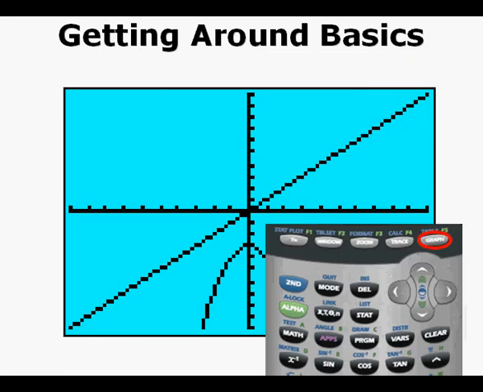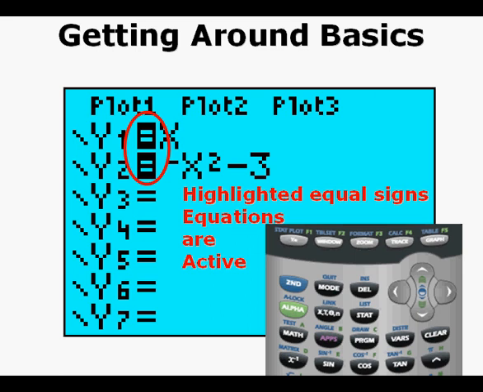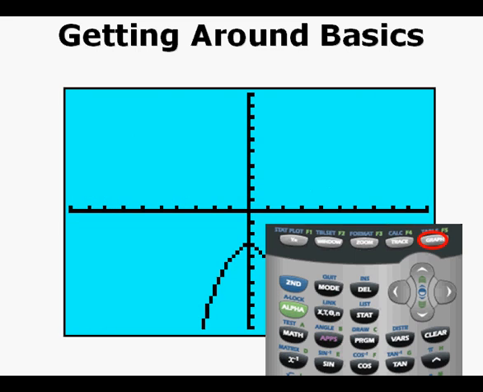Press graph. We see the quadratic function now turned upside down with the negative sign in front of the x squared. We go back to the function editor by pressing the y equals key. These two highlighted equal signs mean that both of the equations are active and will show when graphed. We make the equation inactive by placing the cursor over the equal sign and pressing enter. Now when we press graph, we get only y2, which is our upside down parabola, y equals negative x squared minus 3, because only the equation in y2 is active.